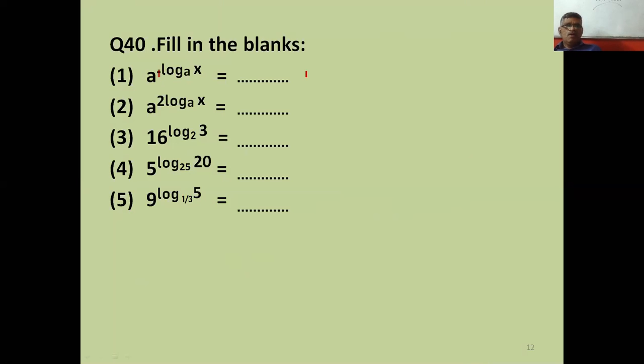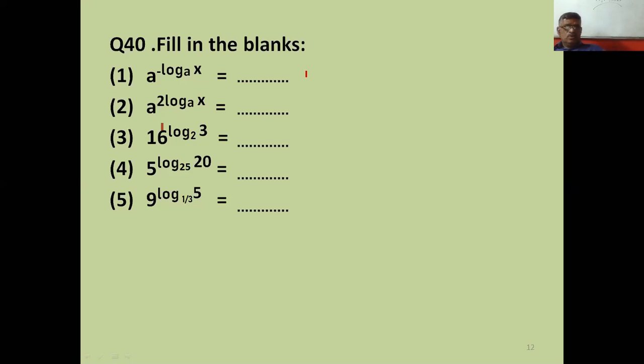So what we do? Minus log x, we can write as log x raised to minus 1. So this will be a to the power log x raised to minus 1 to the base a, and the answer is x raised to minus 1, or 1 by x. Similarly, a raised to 2 log x. This 2 should not be part of the formula, so 2 will come here, it becomes x squared. The answer is x squared. Same thing can be done in question number 3.